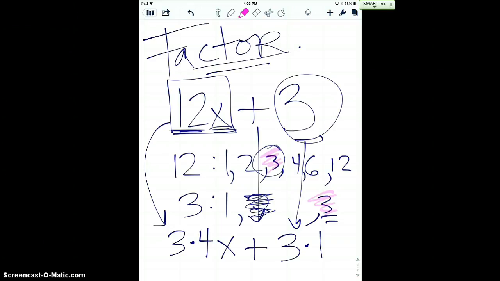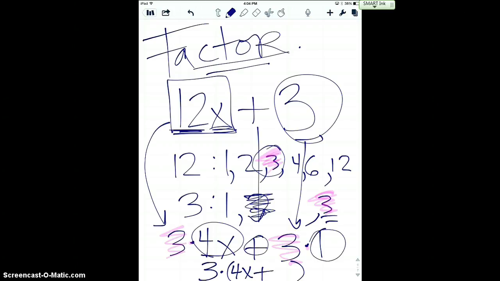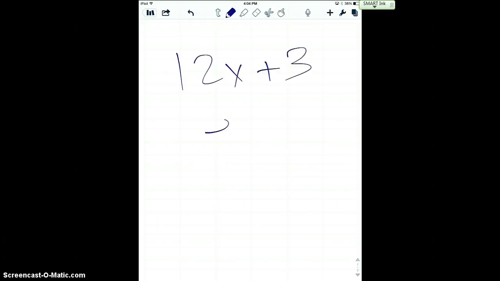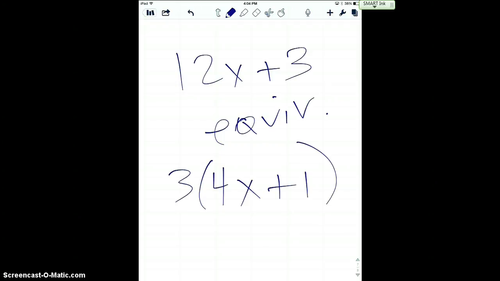Okay, so now as you notice, those 3's happen twice, multiplied twice. So I'm going to end up with 3 of 2 things. And what are those 2 things? 4x, because I found 3 of 4x, and the plus, and I found 3 of 1. So I can now say that 12x plus 3 is equivalent in its factored form to what? To 3 times the quantity of 4x plus 1. Those are equivalent.